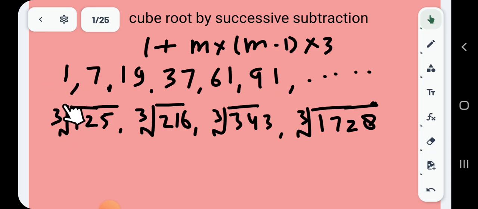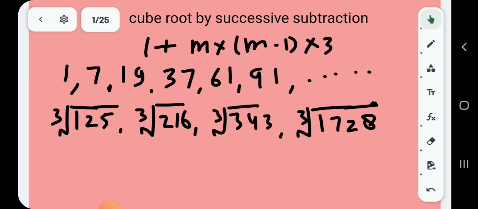If you want to find the cube root of 125, first you subtract 1 from it, then from the answer subtract 7, then 19, then 37, then 61, and so on. Keep subtracting. After how many steps you get 0, that would be your answer. Hope you have got this.